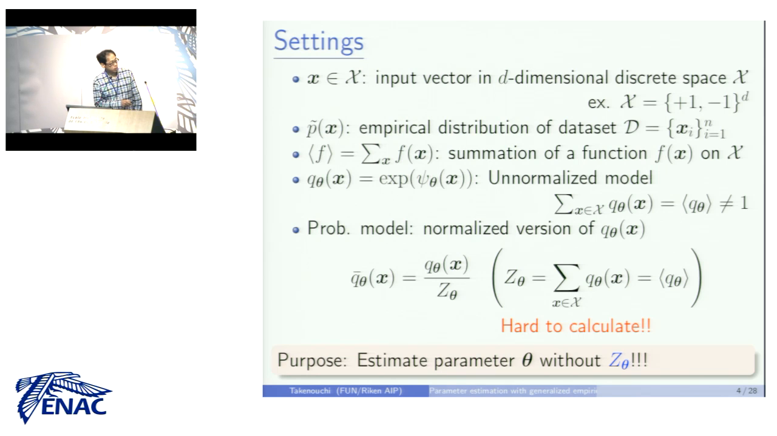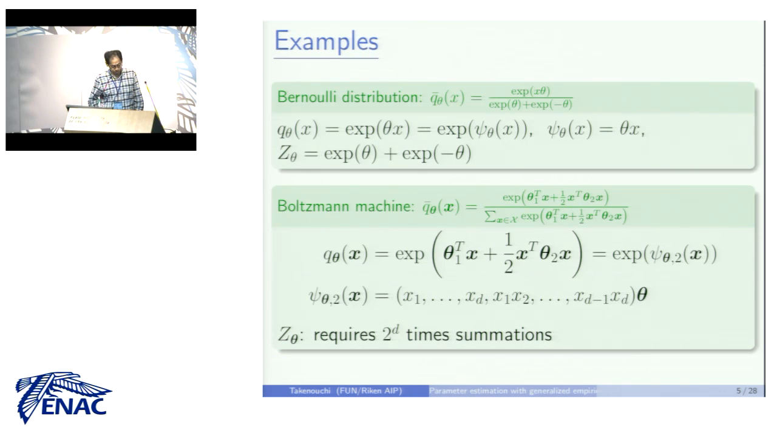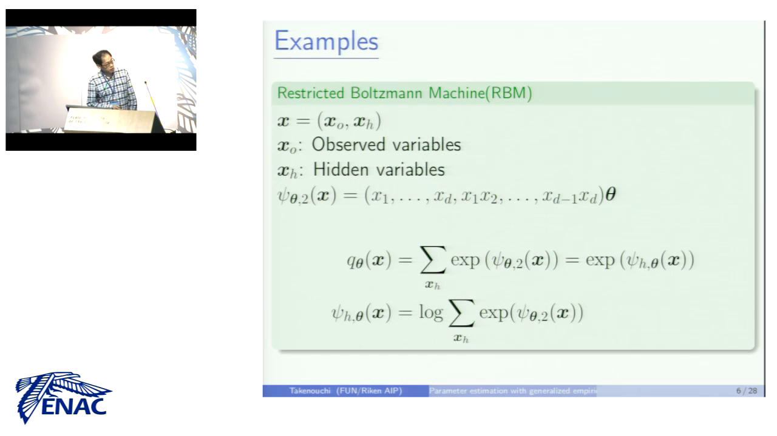And we never compute this normalization constant. So this is a simple example of the unnormalized model. For example, for the Bernoulli distribution, the probabilistic model is written like this. So the unnormalized model is this, and the normalization constant is written like this. And the Boltzmann machine is written like this, so the unnormalized model is written like this. Another example is the restricted Boltzmann machine with hidden units, but I omit this slide.